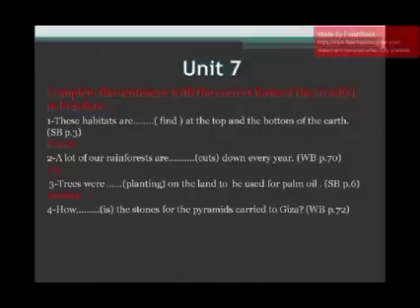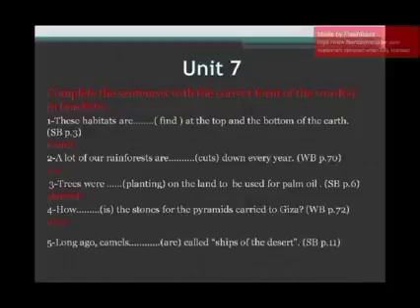Number 4, how is the stones of the pyramids carried to Giza? This sentence is in the past. So here is incorrect. Should be replaced by was? No, I don't think so, because the object here is the stones, plural. So it should be were, not was.